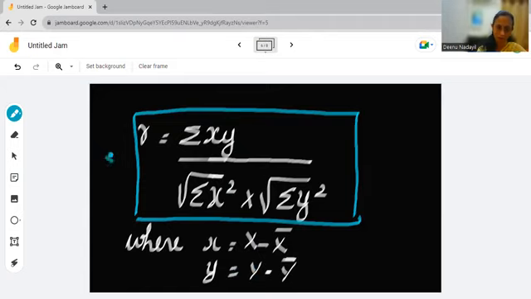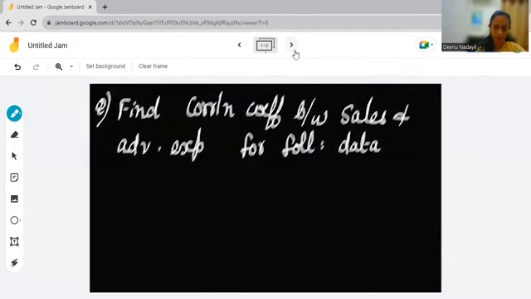Okay, so this is the formula for Pearson's coefficient of correlation. This is important: calculating the correlation coefficient. How to measure it? By using gamma. So how will we do this? Once we know the formula, we'll be able to do it.